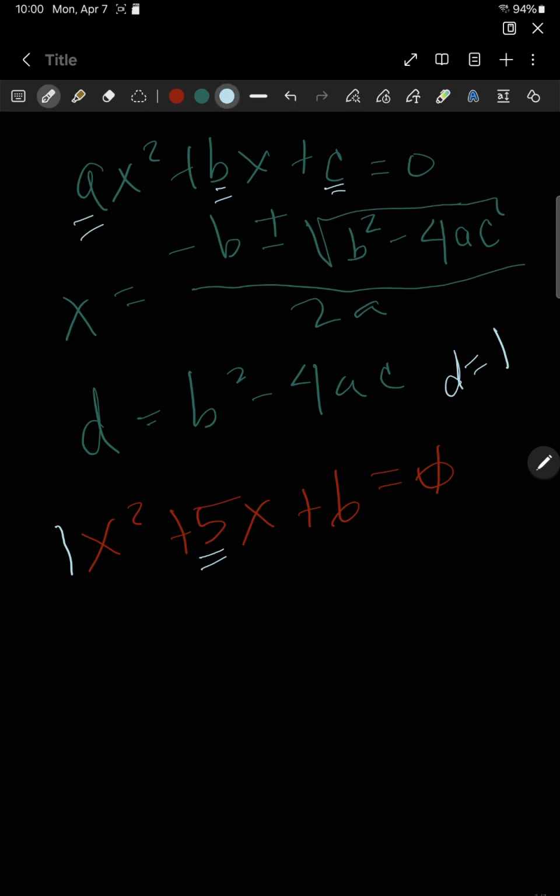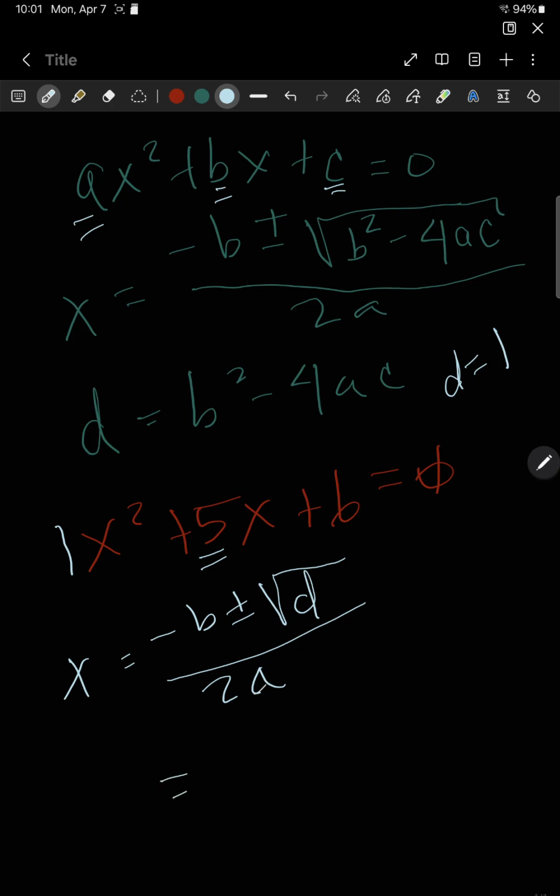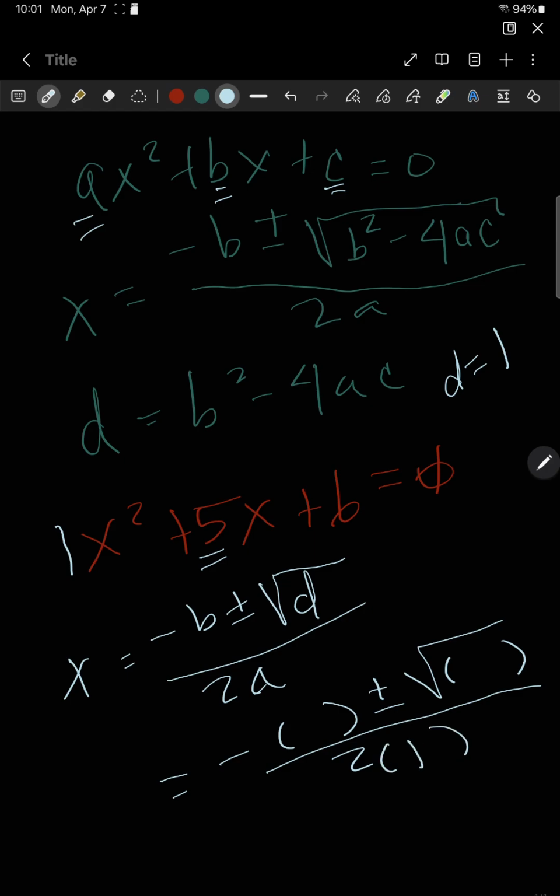Now let's use the quadratic formula. We have x equals negative b plus or minus the square root of d, which is the discriminant, divided by 2a. And again, we use our parentheses. And we have negative parentheses plus or minus the square root of parentheses divided by 2 times the parentheses. So our a, oh I forgot, it was 1, and our b was 5, and our d was 1. So then we do the math here, and we're left with negative 5 plus or minus the square root of 1 divided by 2 times 1, which is 2.